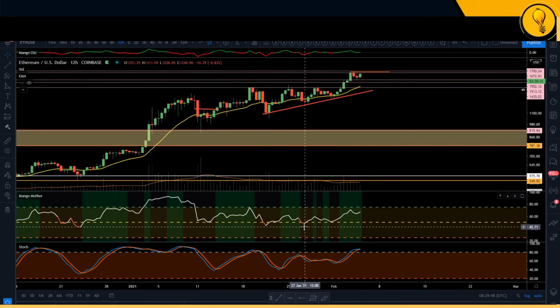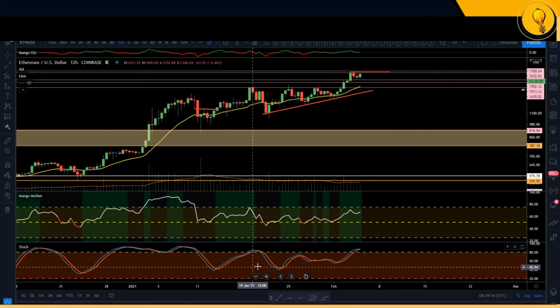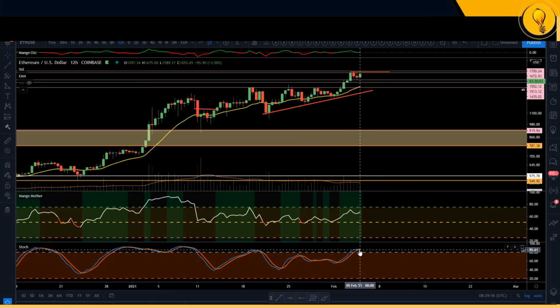I like how the 12 hours is respecting the 50 zone over here, the yellow dotted line on the Mango Mother. I really like that. The stochastics, yes, it's looking like it's crossing down here, but that's irrelevant. You want it to stay above the 80 zone. As long as it's there, it doesn't matter if it crosses down, crosses up, irrelevant.